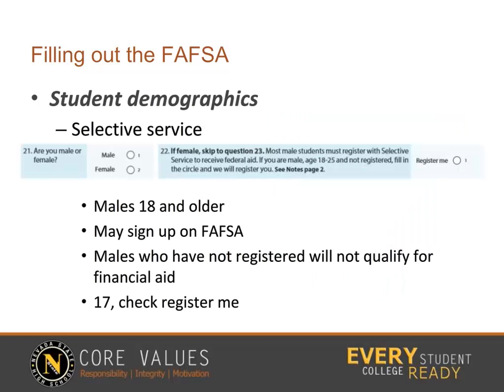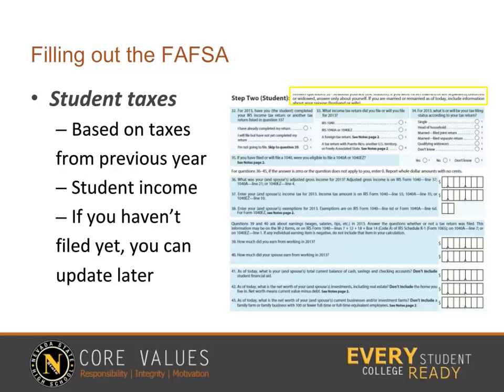If you are an 18-year-old male and have not signed up for the Selective Service, you may do so on your FAFSA application. Males who have not yet registered will not qualify for financial aid. If you are only 17 now, go ahead and check Register Me. Your information will be submitted on your 18th birthday. Click to the next slide when you are ready. Students can indicate if they have filed their taxes, if they will file, or if they have not filed at all. Click to the next slide when you are ready.